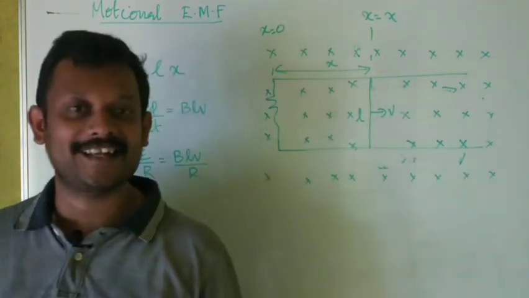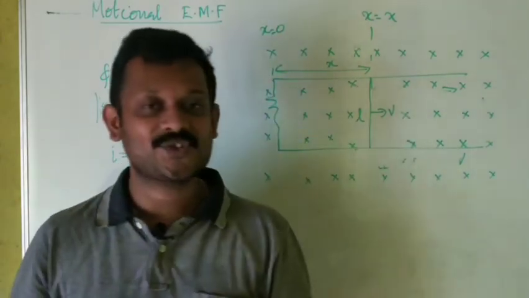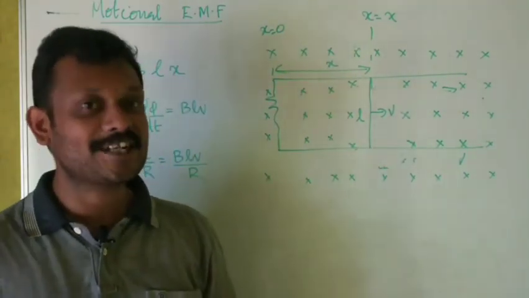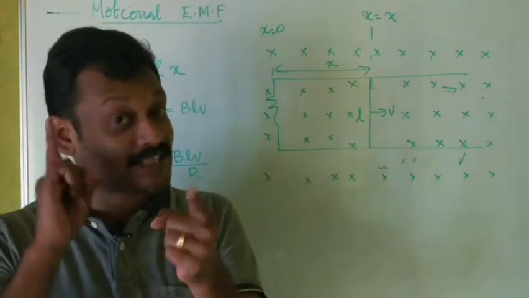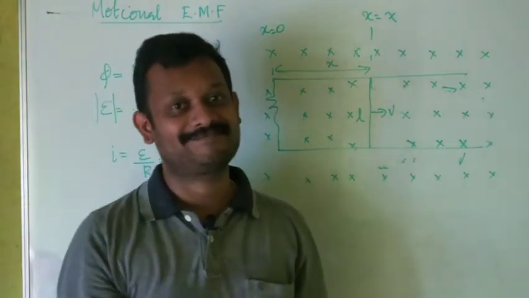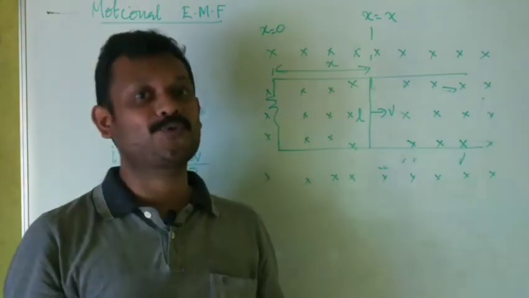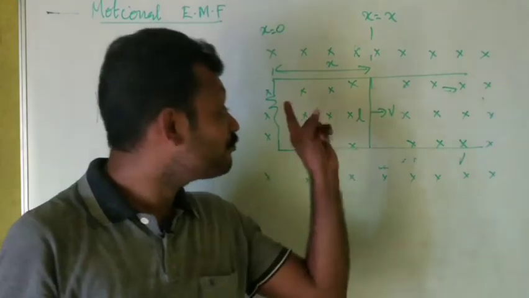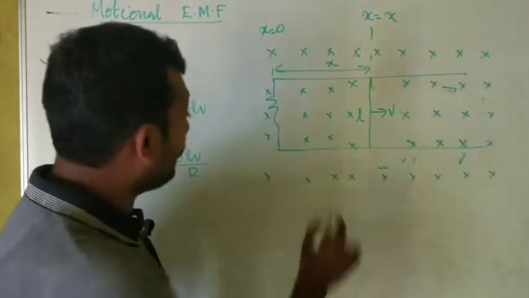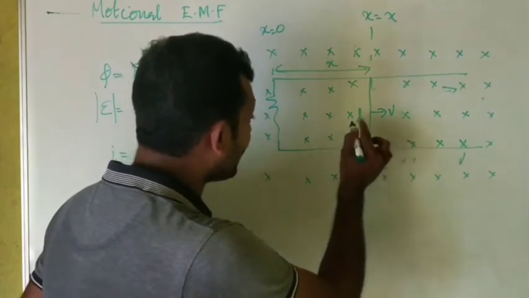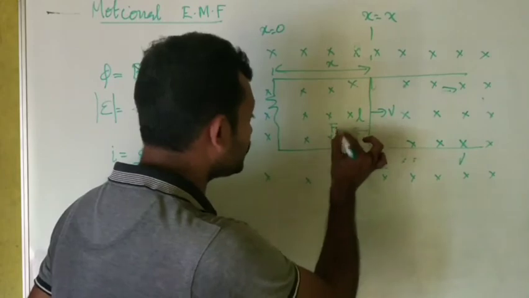Velocity causes the change in area. Now, according to Lenz's law, what should be opposed? This velocity must be opposed. Velocity must be opposed means a magnetic force should be induced in this direction.